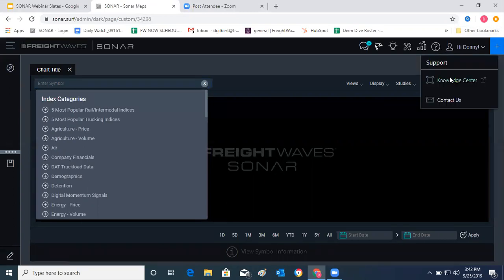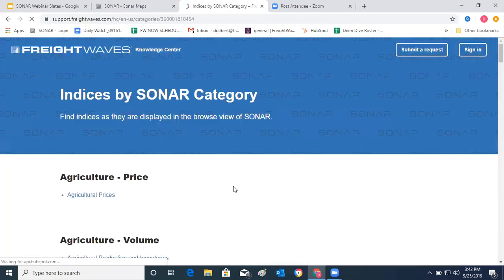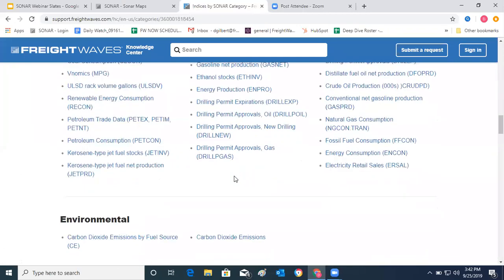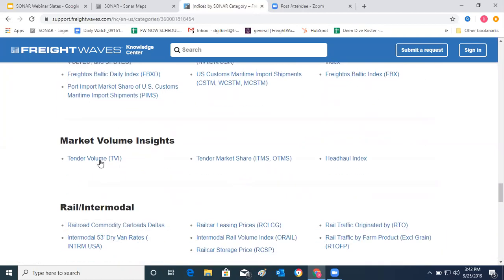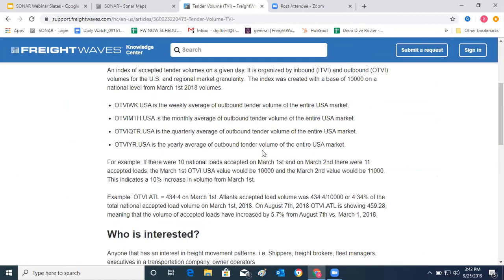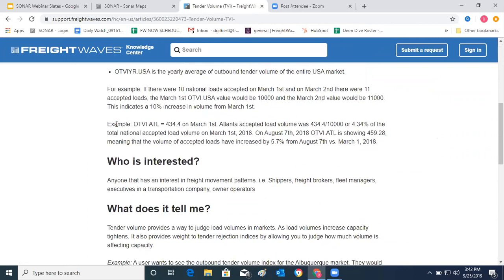center again and categories by indices and go into our volume section and read up on the volumes, tender volumes, you will see our indices are listed throughout our reading. We're going to use the example OTVI.ATL. This is outbound tender volumes and the period, and then our granularity is Atlanta. We have the national, we have regional, and of course we have down to the actual markets. So if you get confused and do not remember what index to type in, go to your knowledge center and you'll find it there.